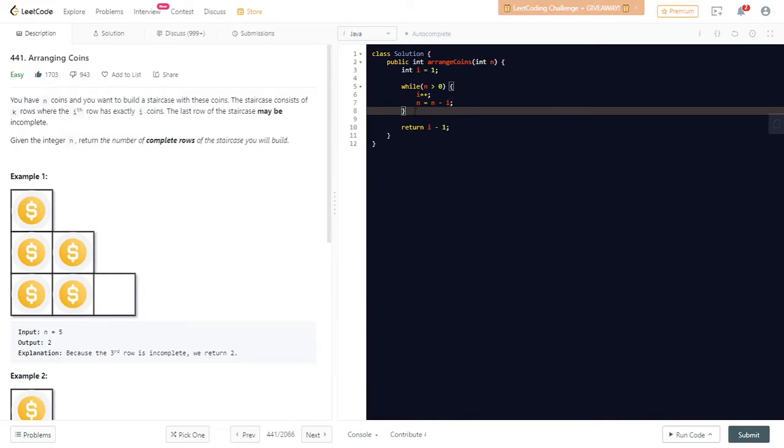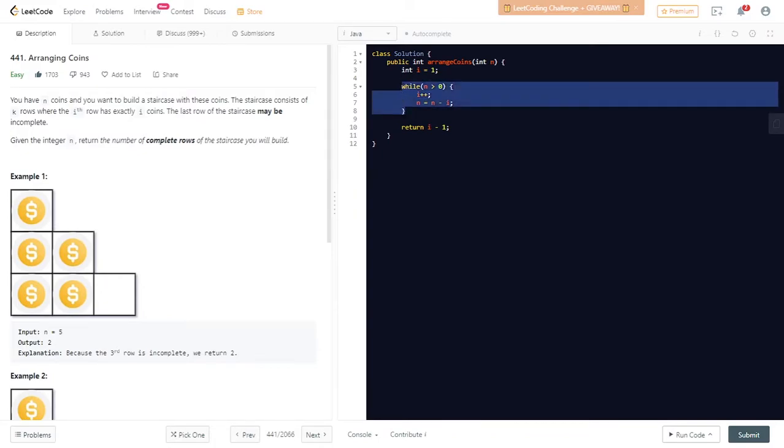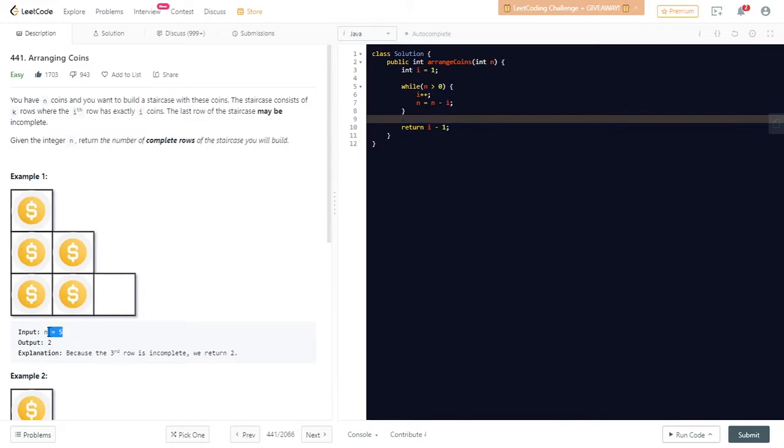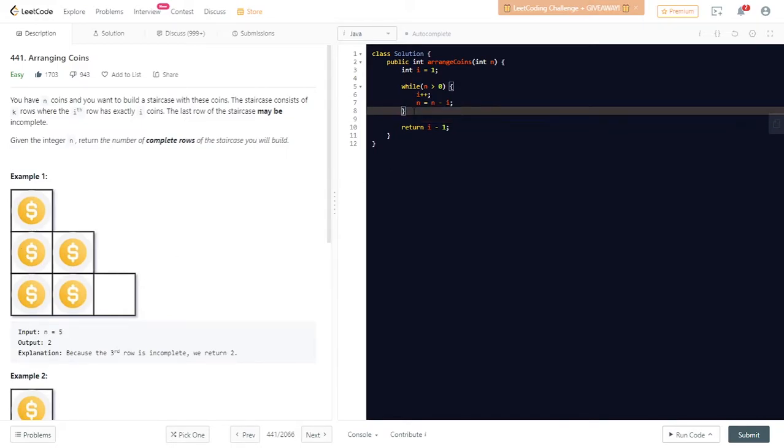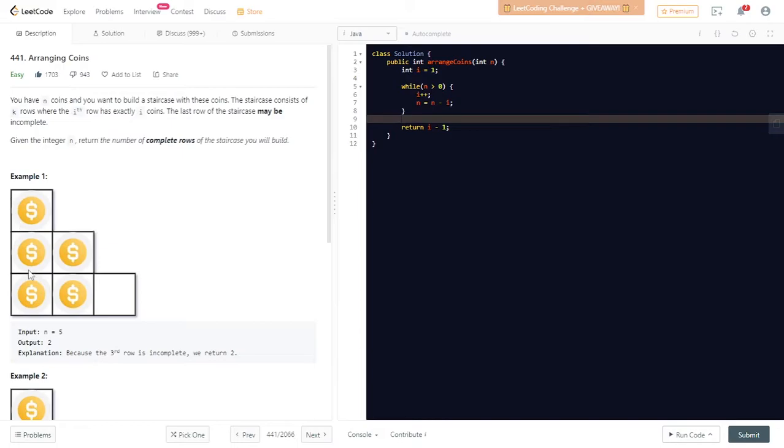This while loop runs until we have coins in our hand. So this while loop would run for 5 times, and in those 5 times we would be filling up 3 rows, but since we don't have any coin in the third row, the last row cannot be filled, so we are returning the total number of rows it has filled. If you run this on pen and paper, you would understand the solution. This is a very easy solution.